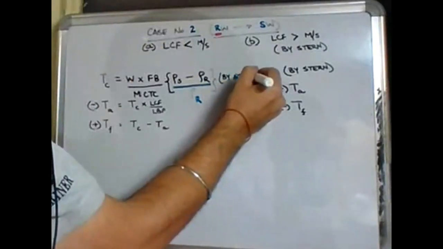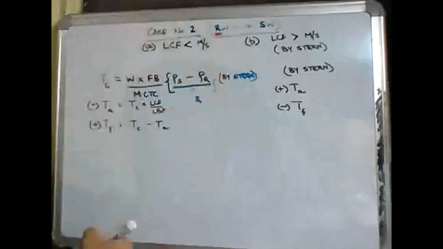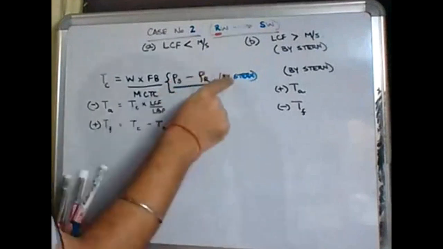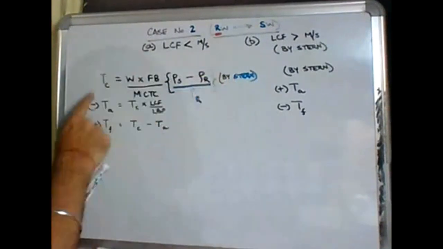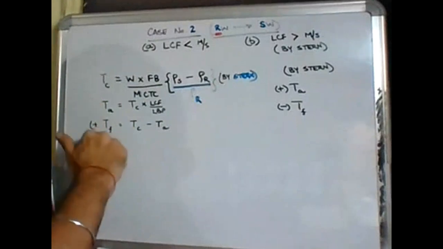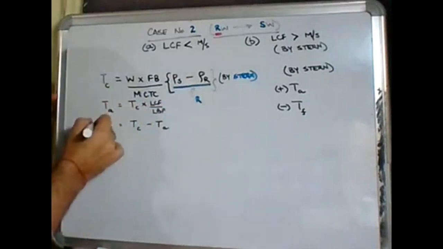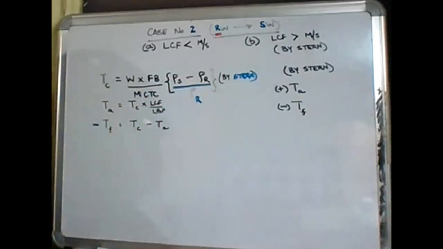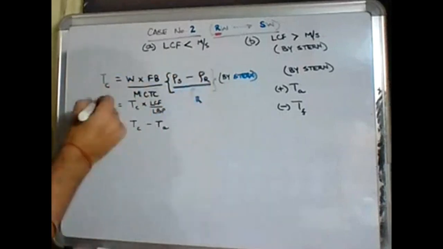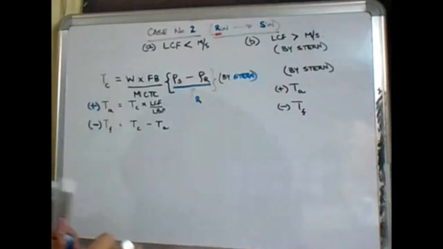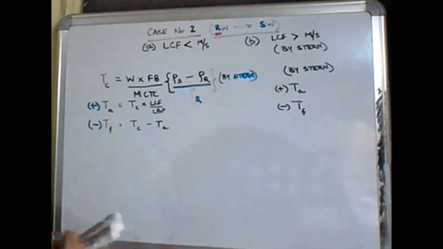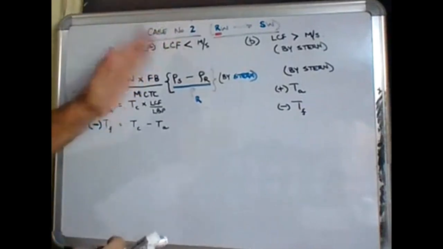So this will go by stern. If this goes by stern, the sign of my TF will be minus, because I'm going down by stern, my TA will be plus. This is my case number 2A.